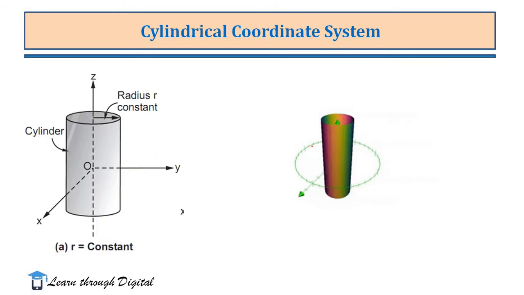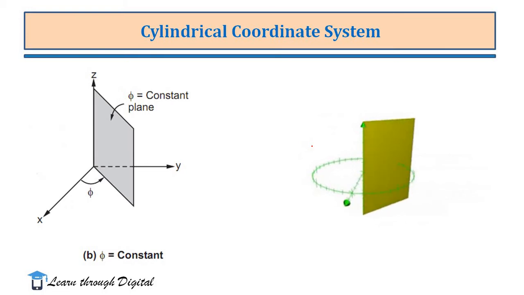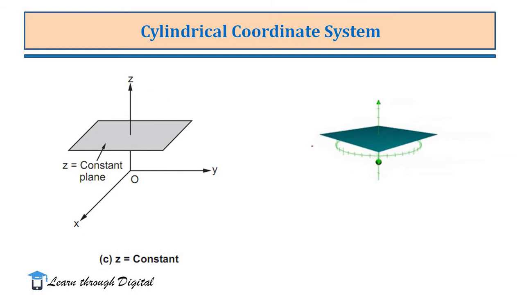The point P can be defined as the intersection of three surfaces in the cylindrical coordinate system. These three surfaces are illustrated here. The first surface is r equal to constant, which is a circular cylinder with the z-axis as its axis. The second one is phi equal to constant plane, which is a vertical plane perpendicular to the xy plane, making angle phi with respect to the xz plane. The third one is z equal to constant plane, which is a plane parallel to the xy plane.